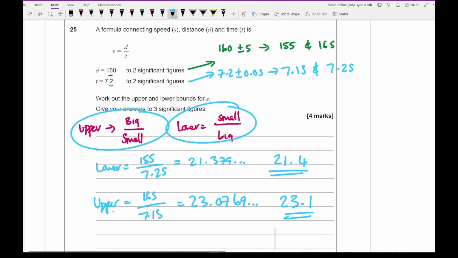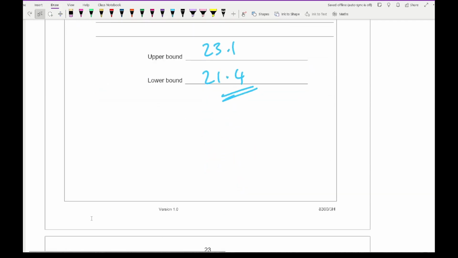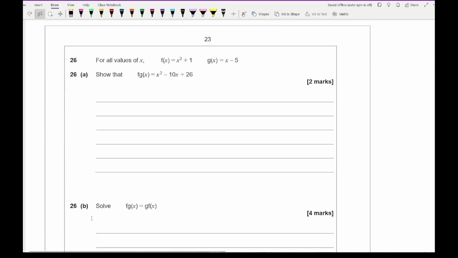Then all I need to do is just make sure I'm writing those numbers in the correct place. So I've got 23.1 and 21.4. Then moving on to question 26, it says for all values of x, so here we're looking at functions, show that fg equals, and then we've got this expression here.